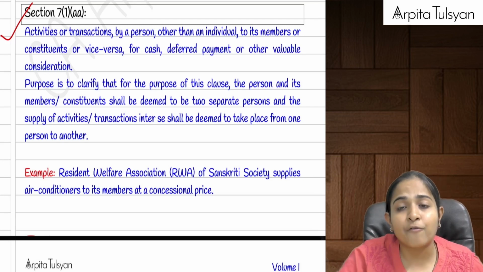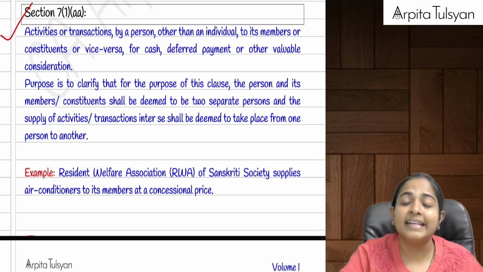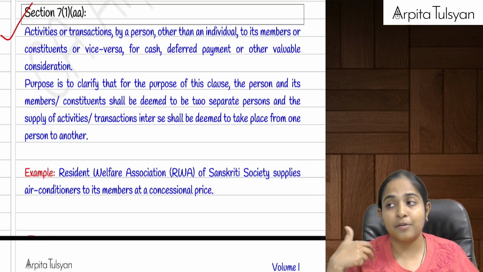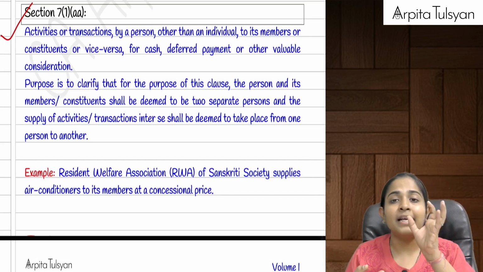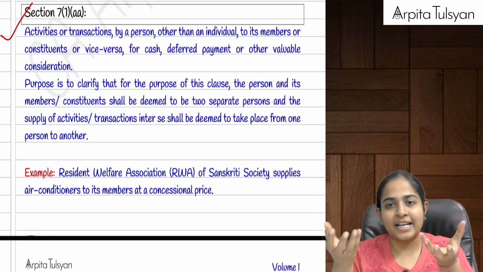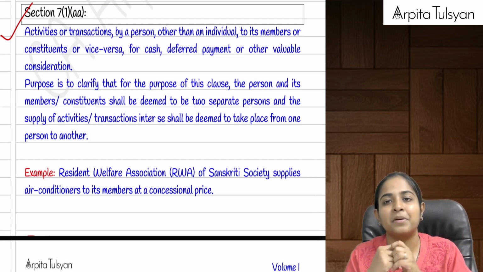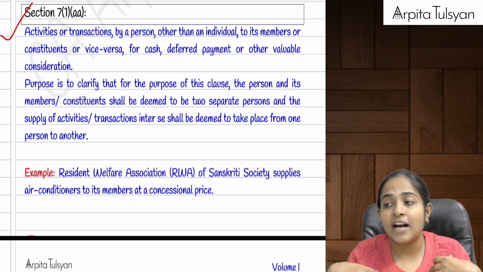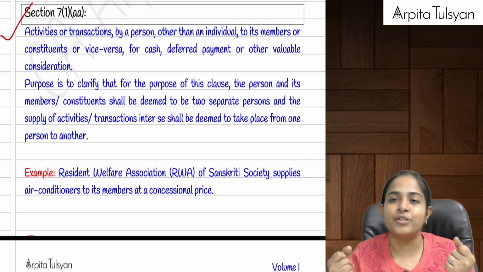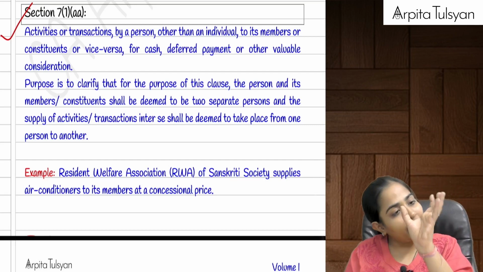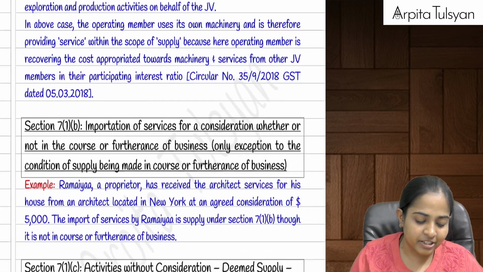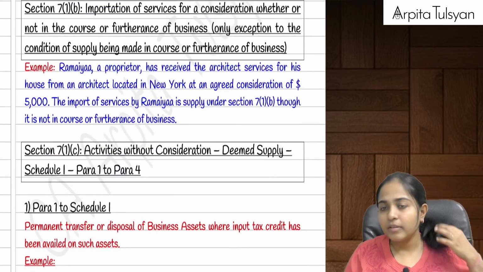Ma'am, what was the need to mention this point separately? The need arose because before this it was assumed that if any transaction takes place between an association and its members, or between a joint venture and its members, then they were saying we are doing transactions with ourselves, therefore there will be no GST. So they clarified that no, that joint venture entity and that member are different persons, and therefore GST will be applicable on it. Are you able to understand this?